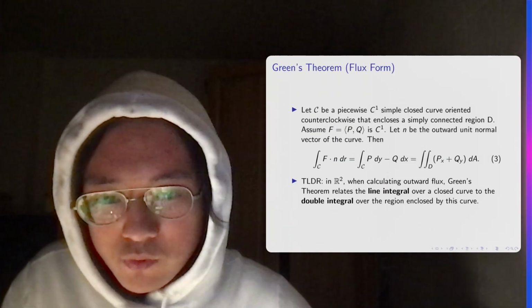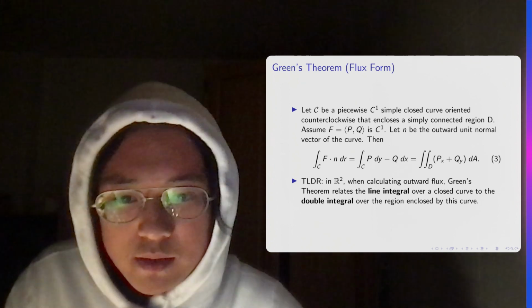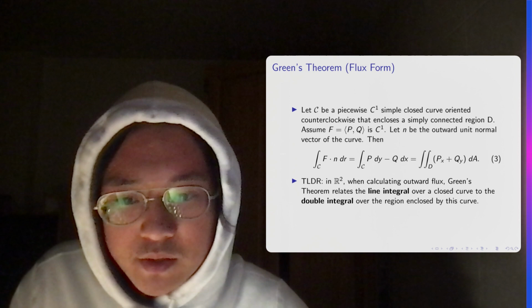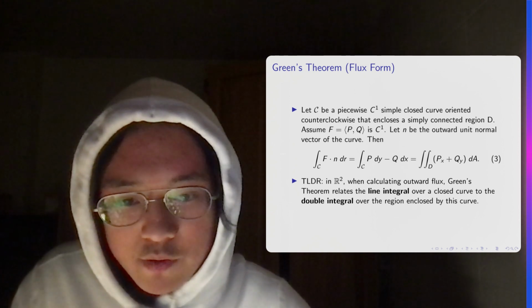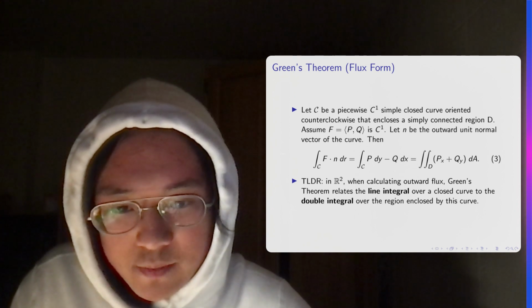Next, we have the flux form of Green's theorem, which is pretty similar to the one we talked about in the previous slide. Now we have f dot n on the left-hand side, which means that we're not concerned with circulation along the curve anymore. We're going across the curve this time.